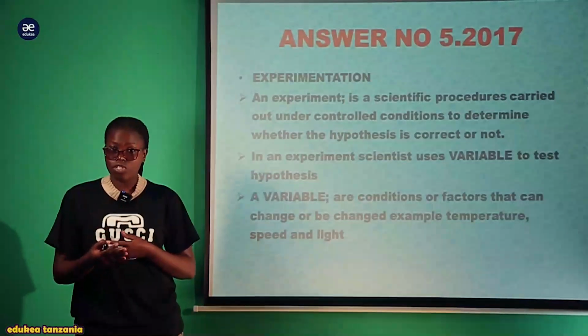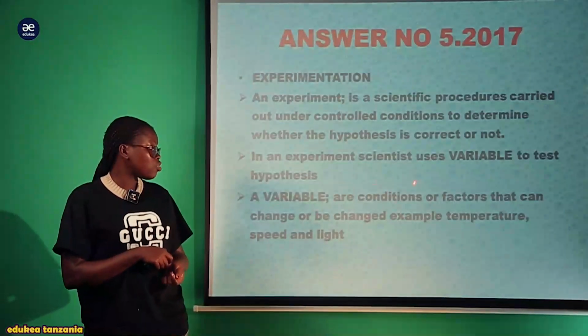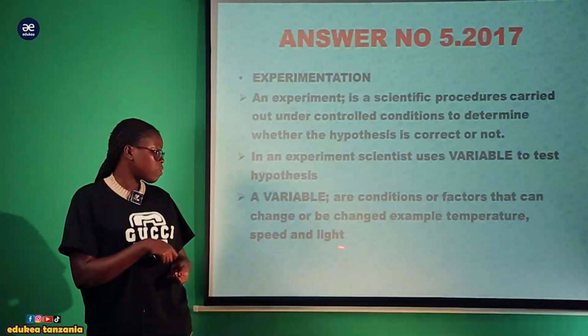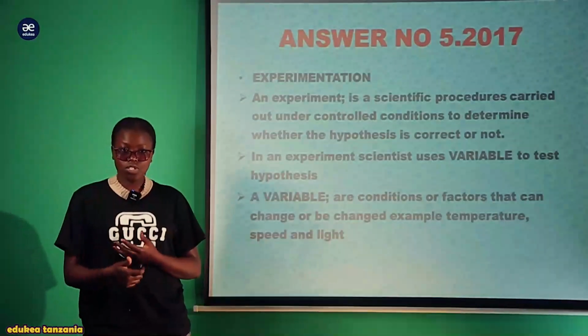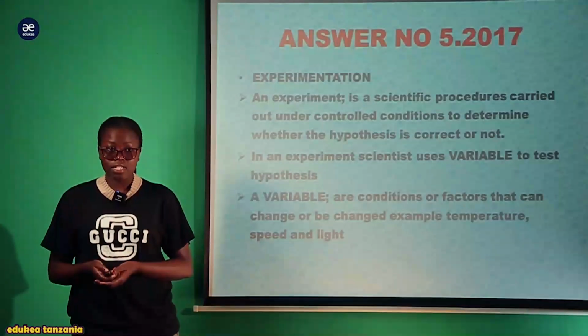This is one of the features or characteristics of scientific research. So the variables are conditions or factors that can be changed, for example, temperature, speed, and light. So these are the conditions which are used by the scientists to carry out their experiment.